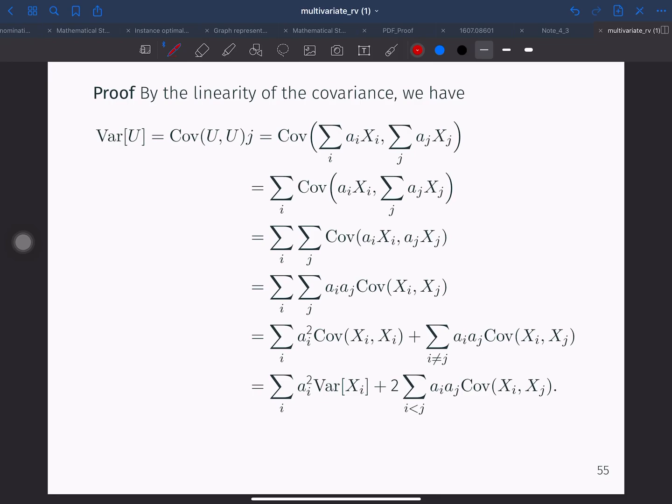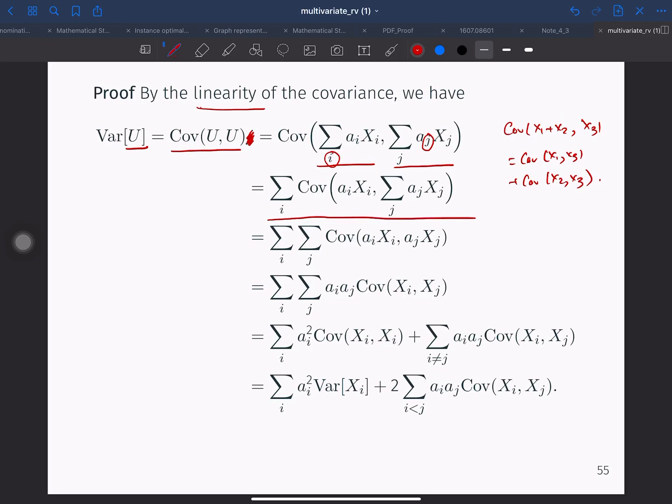But more specifically, all we're saying is that the variance of U is the covariance of U and U itself. The covariance of U we can write as a linear combination using the index i, and U here is now written as another linear combination with the index j. And now by linearity of the covariance, what we mean is that the covariance of X1 plus X2 and X3 is the same as the covariance of X1, X3 plus the covariance of X2, X3. Then by linearity of covariance, you can split this into the sum of the covariances. And then some simple algebraic manipulations give you the final quantity as we claim here. So please take a look at the slides or your book for the proof, but it should be quite straightforward.